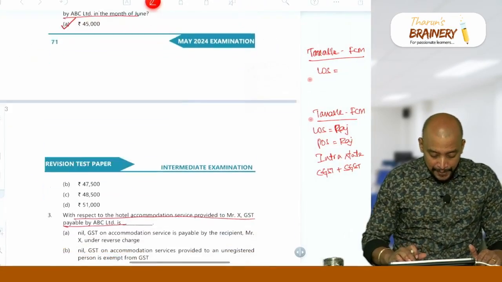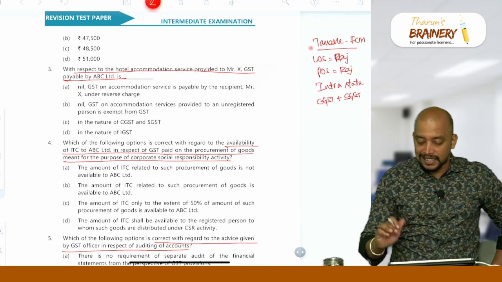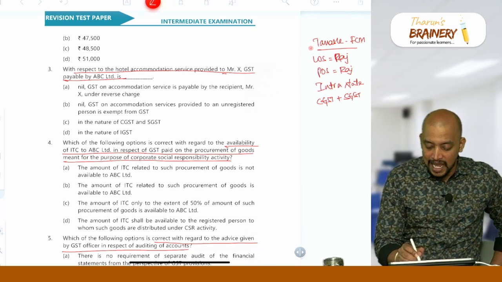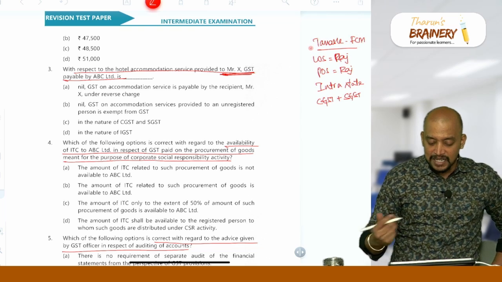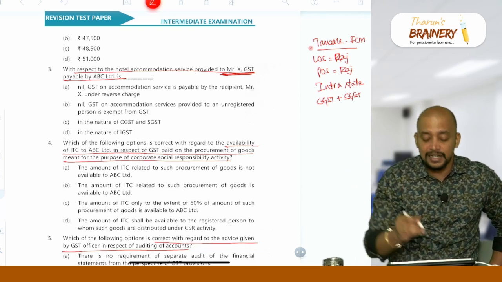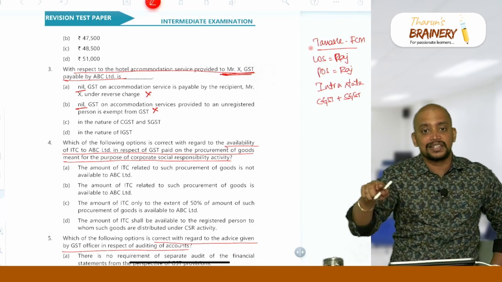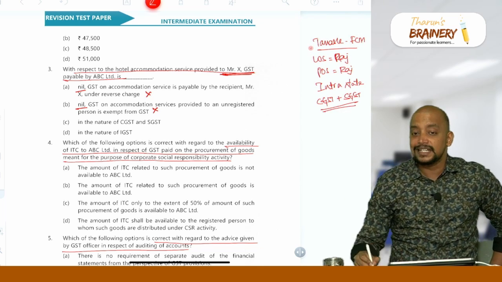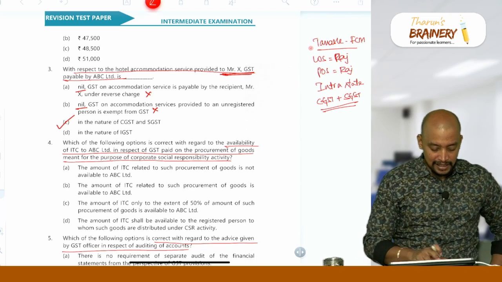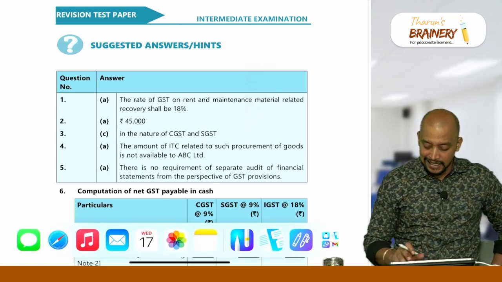The next one, with respect to hotel accommodation service, already we discussed, hotel accommodation service provided by ABC to X, GST payable by ABC is, they need to pay GST, taxable, it is not nil, correct? So A is wrong, B is wrong, it is taxable, and that too what? CGST plus SGST. So option C is the answer. So see here, in the nature of CGST, SGST.